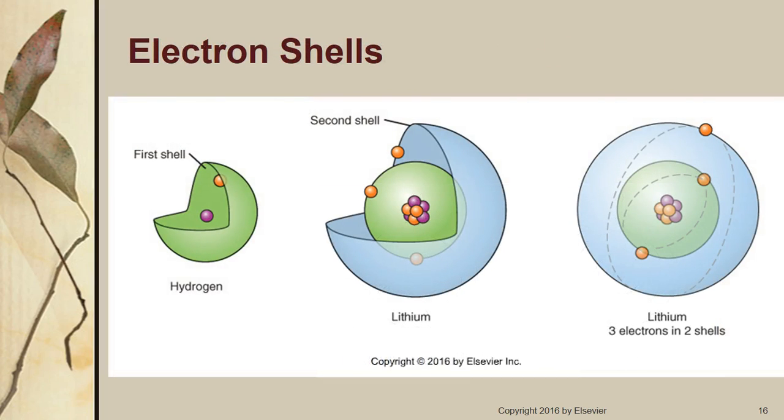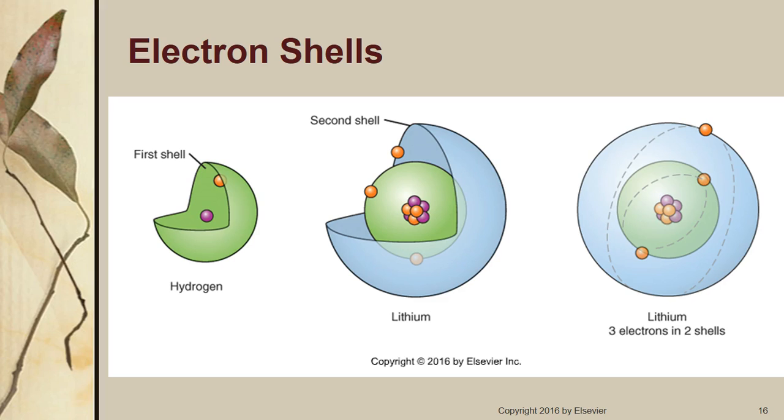But we do need to know about these electron shells. Electrons do not all occupy the same orbit at the same distance. Each has a defined energy level, and everyone is at a different distance from the nucleus. These energy levels are called electron shells and describe a sphere.